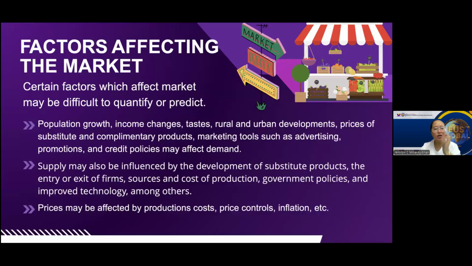Now, as you can see, the market for a product is influenced by various factors that impact demand, supply, and pricing. Demand may change with population growth, income levels, consumer preferences, and marketing strategies. Supply is affected by the availability of substitutes, production cost, and of course, new competitors and government policies. Prices are influenced by factors like inflation, cost of materials, and price controls. Understanding these factors helps in designing products that are competitive and relevant.